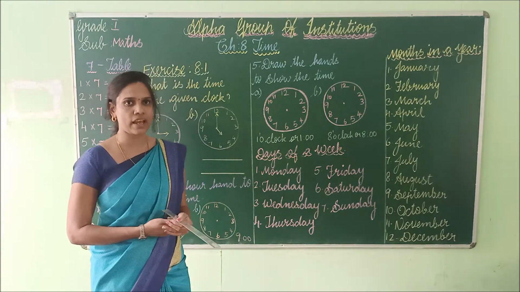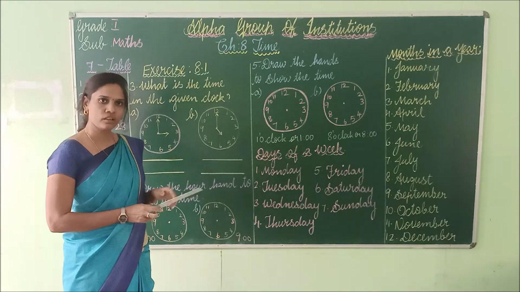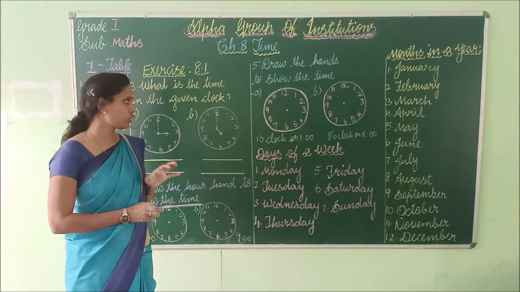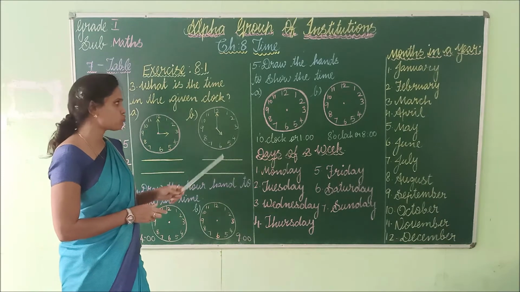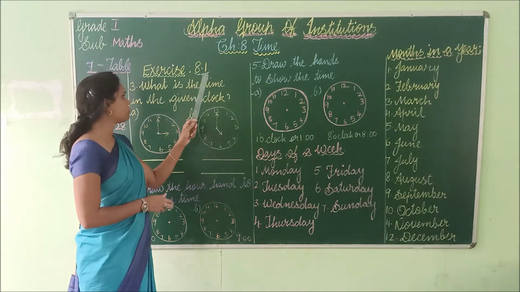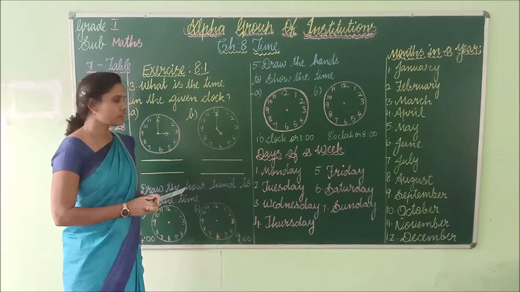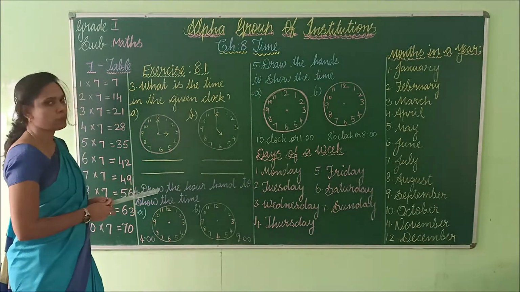So in last class we have discussed chapter 8 time. Right? So you all seen the clock. Right? Okay, children. So today I am going to continue the same chapter. Chapter 8 time. Okay. Exercise 8.1. Up to second problem we have finished already. Right? Now we move on to third problem.